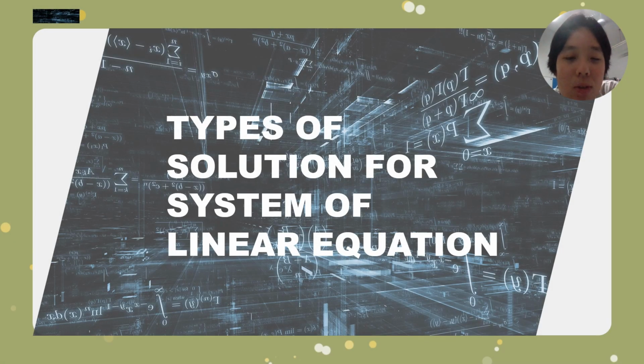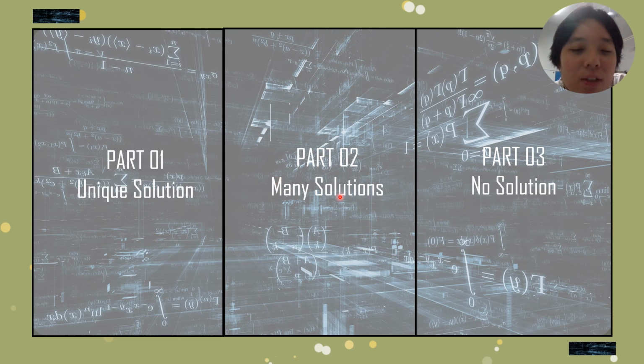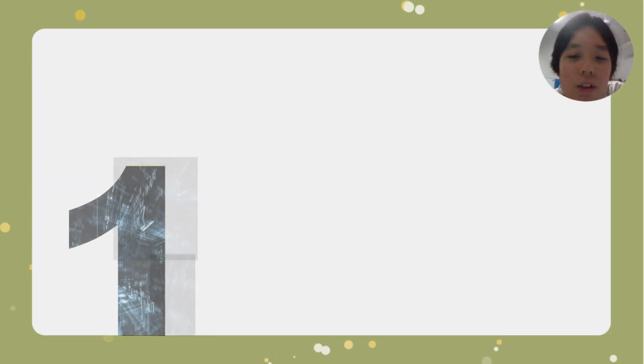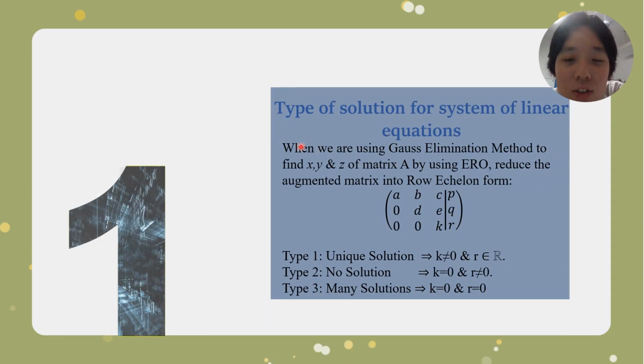So now we are going into types of solution for system of linear equation. When we are solving the system of linear equation, we could classify the solution into unique solution, many solutions, and no solution. It is best for us to use Gauss elimination method to solve the system of linear equation.